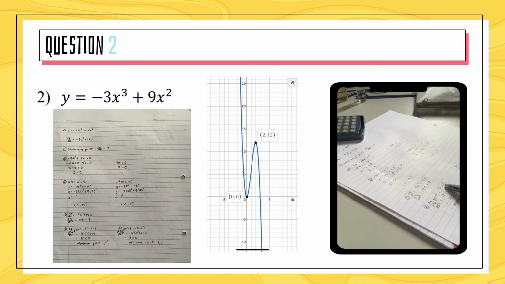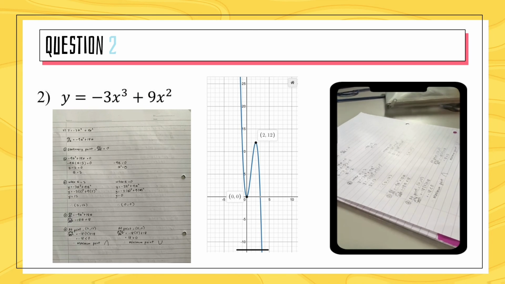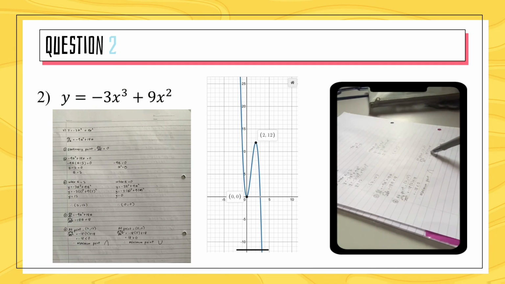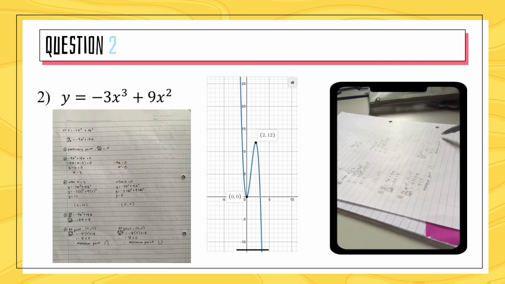For step 6, at the point x is 2 and y is 12, d power of 2 y over dx power of 2 equals negative 18 bracket 2 plus 18. So we get the maximum point. On the other side, we get x is 0 and y is 0, so we get the minimum point. So thank you.